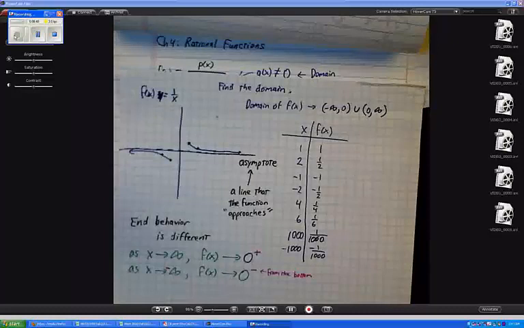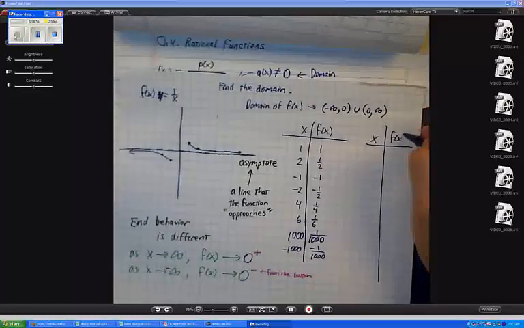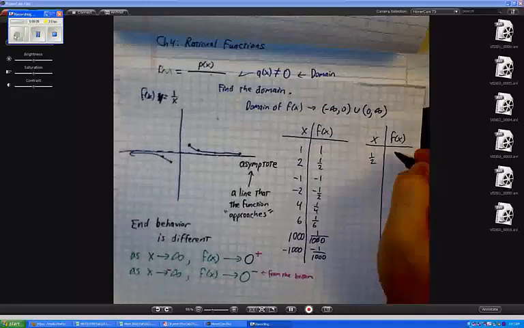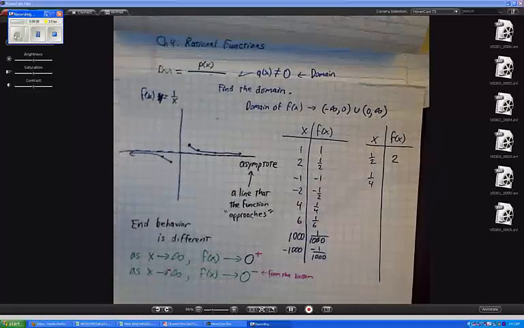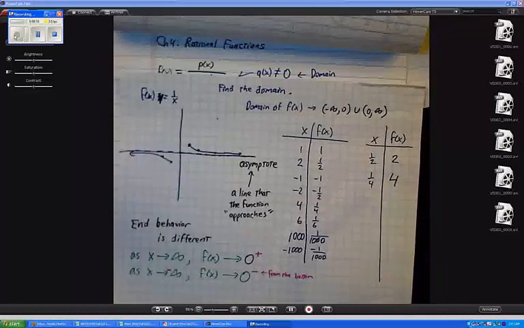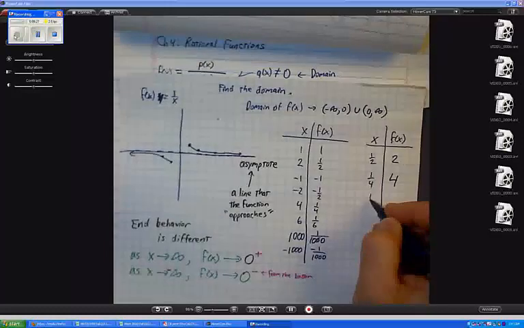Now, there's a couple more inputs that are worth mentioning. Let me show you. x and f of x. Let me throw in 1/2 for x. Now, what's my output then? Okay. Or 1/4 for x. What's my output? 1 over 1/4 would be 4, right? 1 divided by a fraction means take the reciprocal. You guys look a little blank here, I'm sorry. Let me try throwing in 1/3. What's the output? Okay. How about 1 over 100?